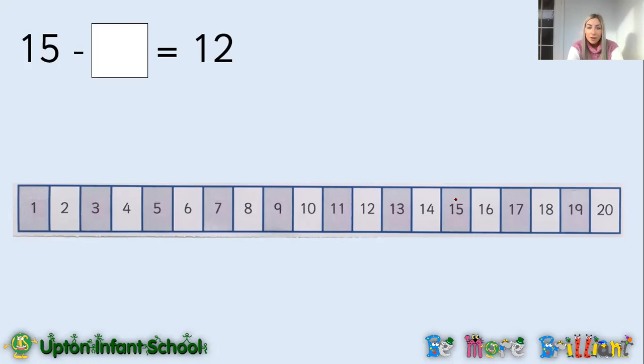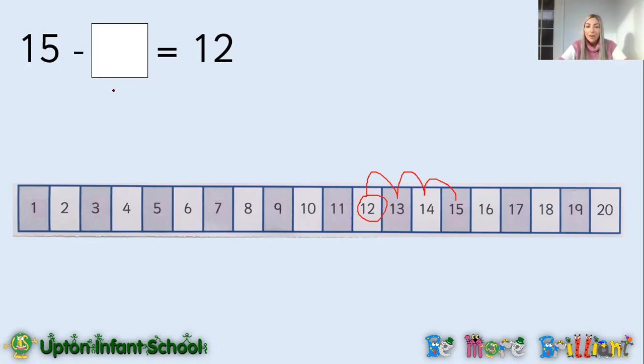I'm on 15, 1, 2, 3, stop, and that's because I am on number 12. Now, my answer isn't 12 because I already know that the answer is 12. I'm not going to write 12 in my box.